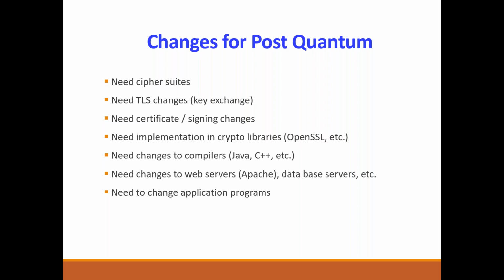And then after that, these cryptographic libraries are called by program functions. For example, in Java, the way you call OpenSSL and create these things is by something called SSL Socket Factory. So SSL Socket Factory has to be changed to use the new methods. And then, of course, the web servers have to be changed, and the application programs. And then if there's anything in hardware, that has to be changed.